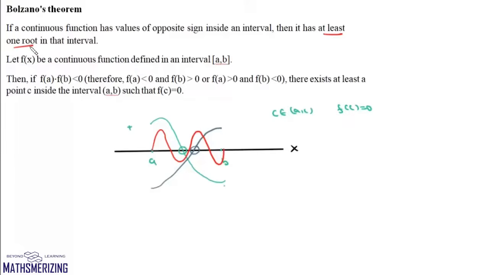So this theorem is, if we have function f(x) in the interval AB such that f(a) into f(b) is less than 0 and this function f is continuous, that means at least one root of the equation f(x) equal to 0 will lie in this interval AB.